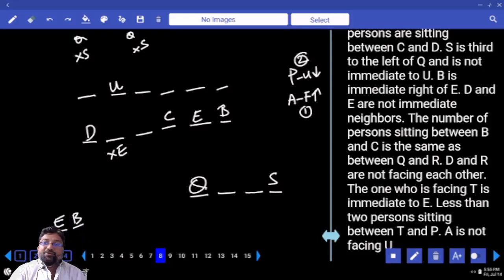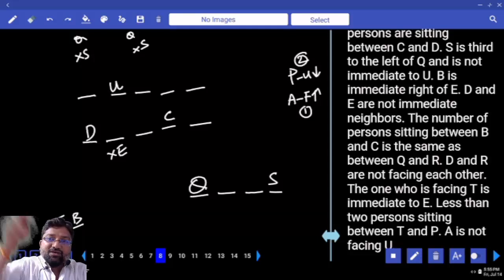This you people are only trying to understand. Only I write this on the board. You should be prepared mentally about this point. See clearly, look, E, immediate right of E is what? E is not an immediate neighbor of D. Both E and B are immediate neighbors. 2 vacant seats should be there for us. How many vacant seats? 2 vacant seats.